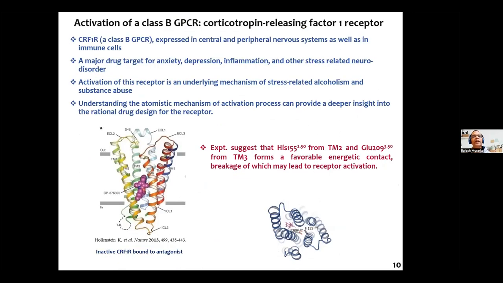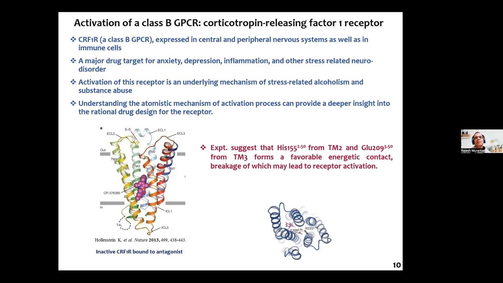So let me discuss the first example, the activation mechanism of this one receptor. Now, this is a class B receptor, because class B receptors are known as the secretin family receptors. Although they are the second largest, they are involved in many different physiological processes and functions. So one of the class B receptors is known as corticotropin releasing factor 1 receptor.